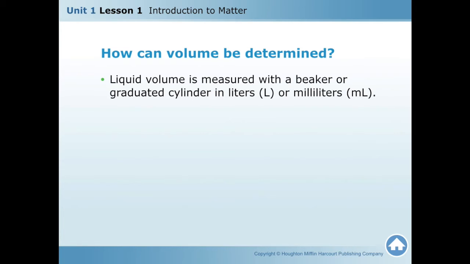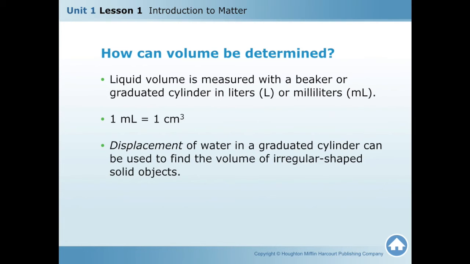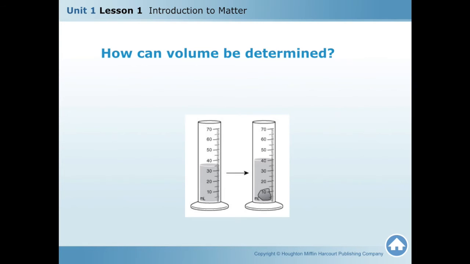The liter, symbolized by a capital L, is the SI unit for volume. Often, small volumes of liquid are expressed in milliliters. Remember that 1 liter equals 1,000 milliliters. Any volume of liquid, from 1 drop of rain to a bottle of water to an ocean, can be expressed in liters or milliliters.